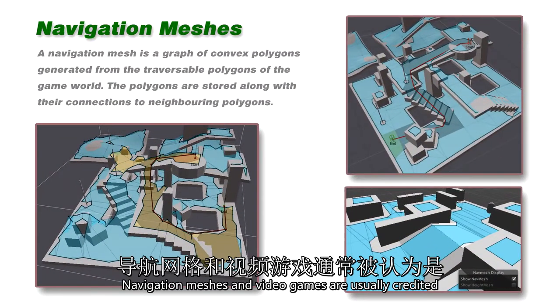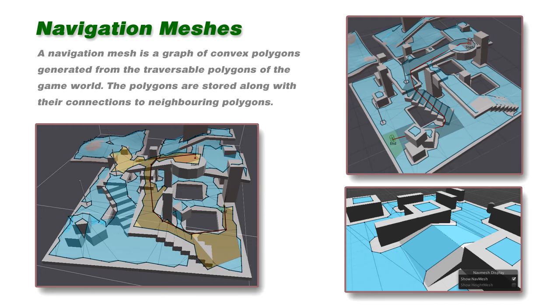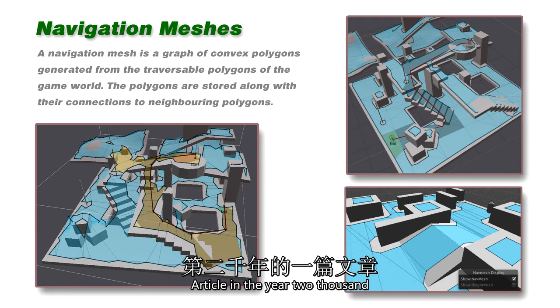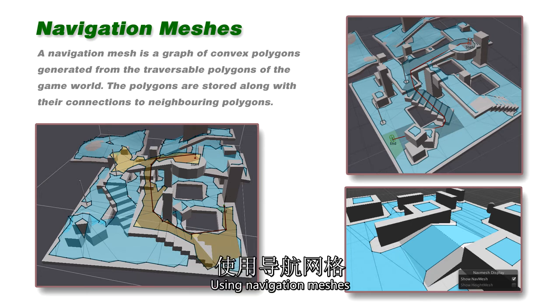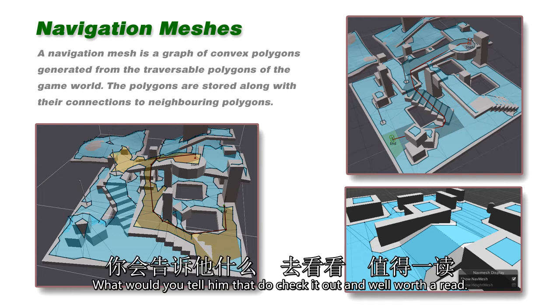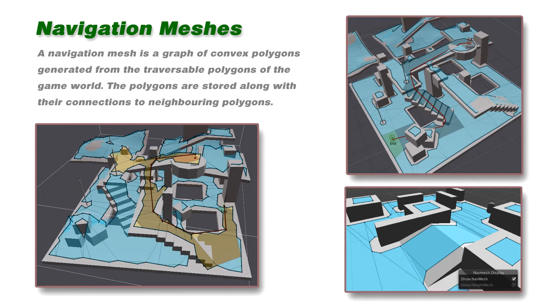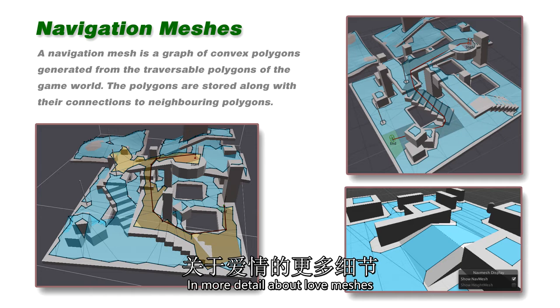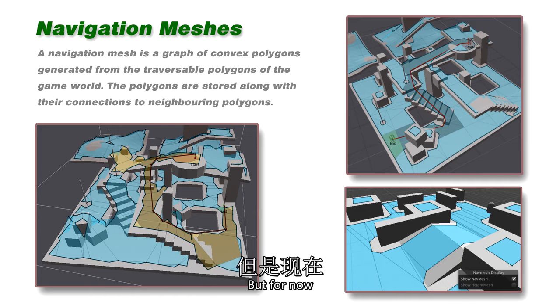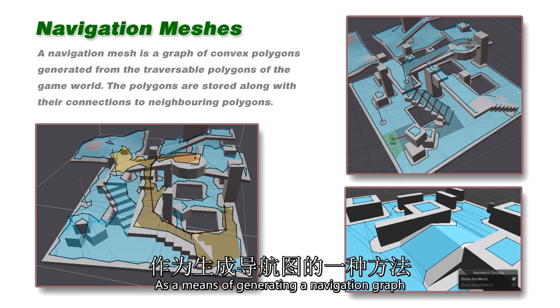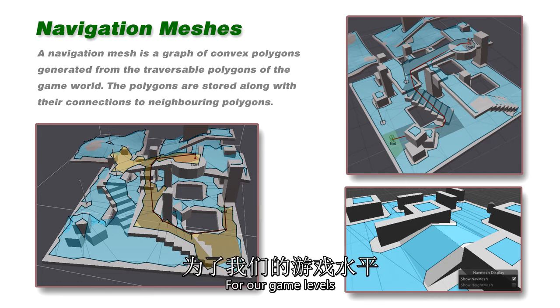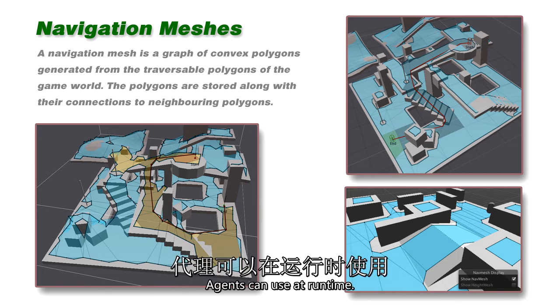Now, navigation meshes in video games are usually credited to a guy called Greg Snook. He published an article in the year 2000 entitled Simplified 3D Movement and Pathfinding Using Navigation Meshes in the book Game Programming Gems. So if you want more detail on that, do check it out. Well worth a read. Now, we're going to talk in more detail about nav meshes in the upcoming videos, but for now, all you need to know is that Unity provides this method as a means of generating a navigation graph for our game levels that its agents can use at runtime.